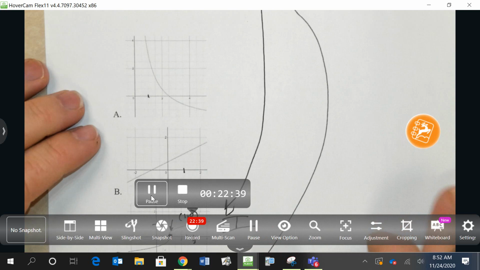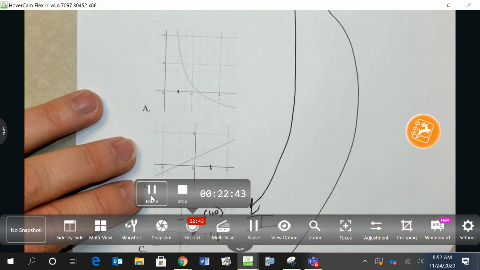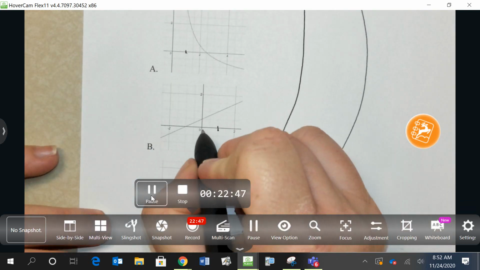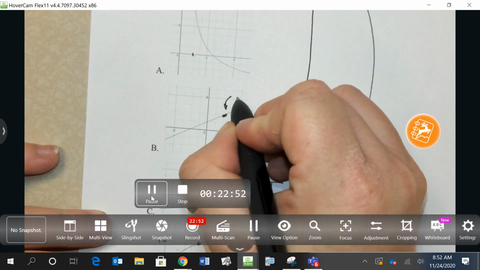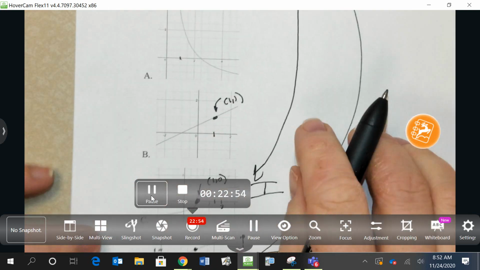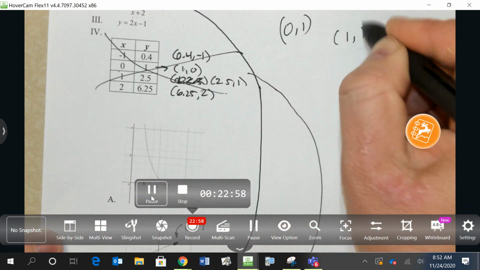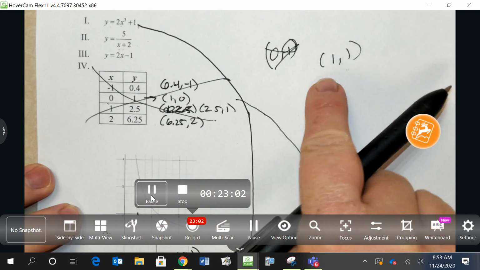Hold tight, guys, 2 left. So I'm going to come over here and I'm going to find a good intersection point, a really easy one. Here's one right here. So this has over 1, up 1. So this has the point 1, 1. Well, that makes it easy because when I take the 1, 1 and I flip them, I still get 1, 1. So of the 2 choices remaining, only one of these should have a 1, 1 answer.